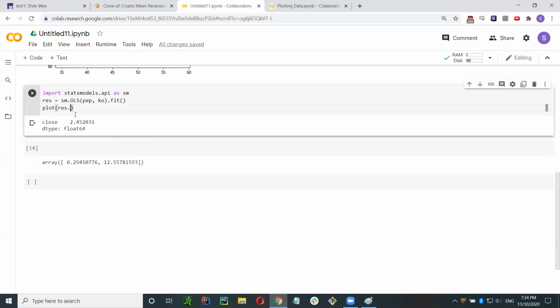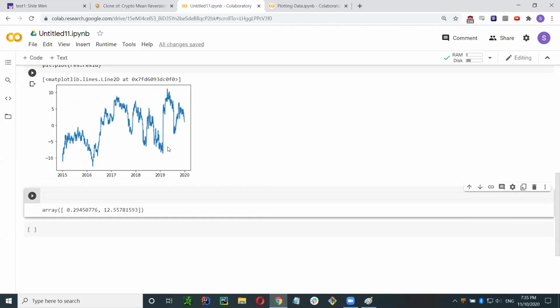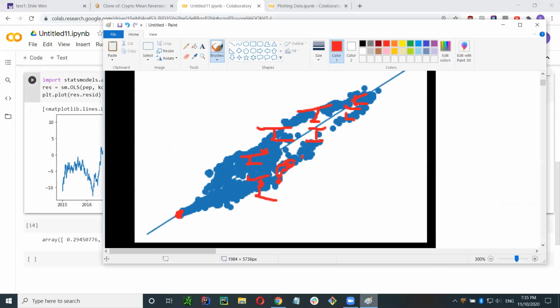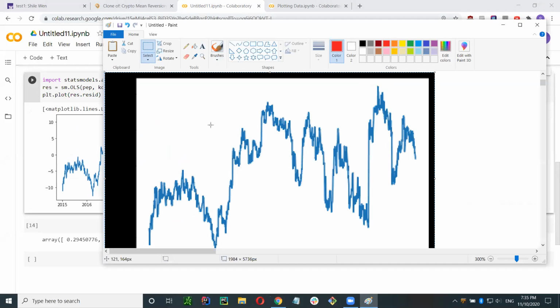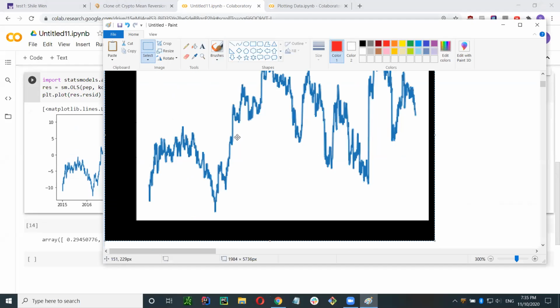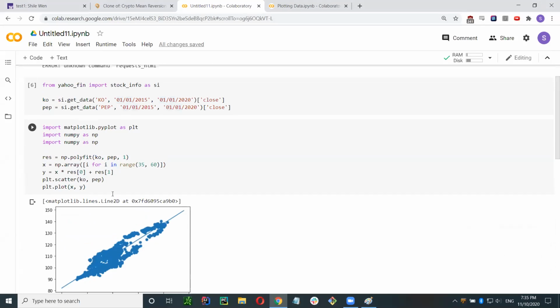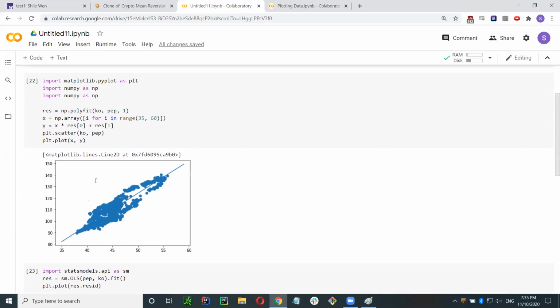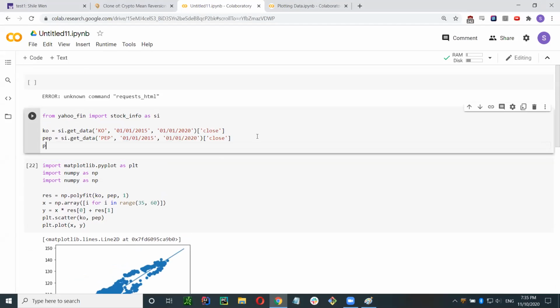It is resid. Why isn't it showing? And then you can see that here. Let's just look at this. We're just plotting the difference between Pepsi and Coca-Cola, after we have some red zero. Okay, so here, let's just plot this.